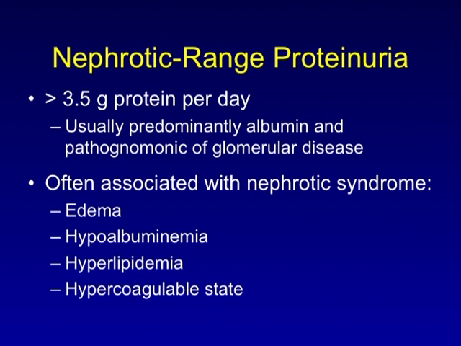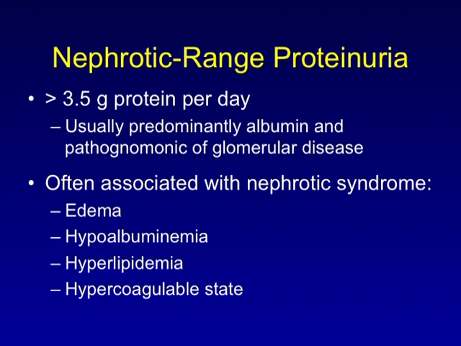So what's nephrotic-range proteinuria? As mentioned previously, it's greater than 3.5 grams of protein per day, and it's predominantly albumin when you look at the nature of the protein in the urine. It's considered to be pathognomonic of glomerular disease, and is often associated with some other very important clinical findings, namely the presence of edema, which actually results more from sodium retention than from the hypoalbuminemia. Although in the case that I presented at the very beginning, that gentleman actually had both of these.